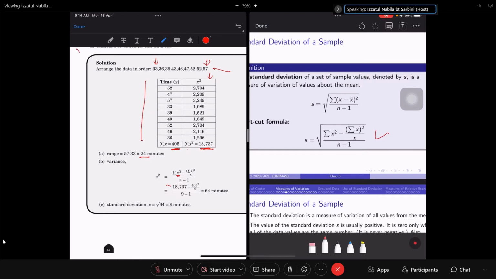Here you have to be very careful. This is the summation of x, squared outside. So you need to use the summation of x, which is 405. So 405 squared over 9, and then divide by 9 minus 1. So our variance is 64. And once we calculate variance, of course, we can get the standard deviation because we know standard deviation is the square root of variance. So you just square root the variance, equal to 8.